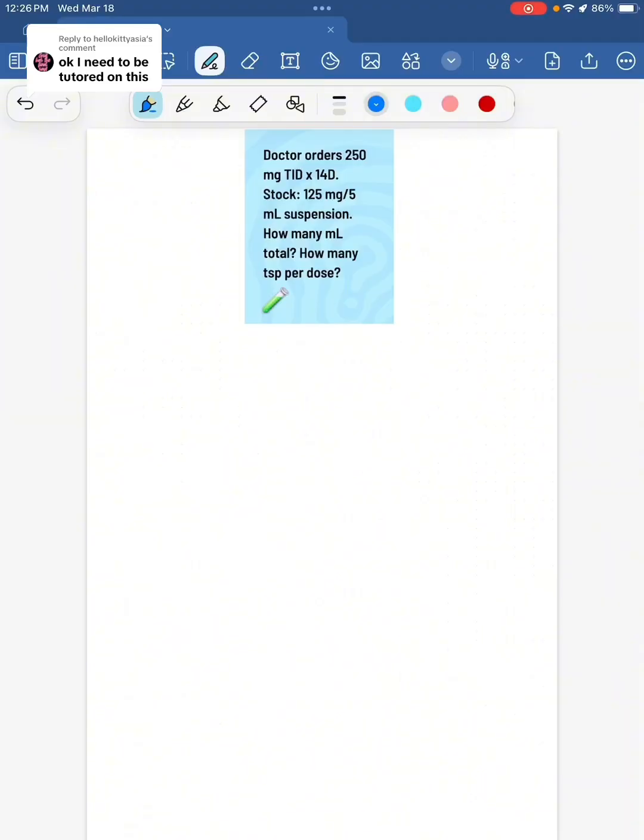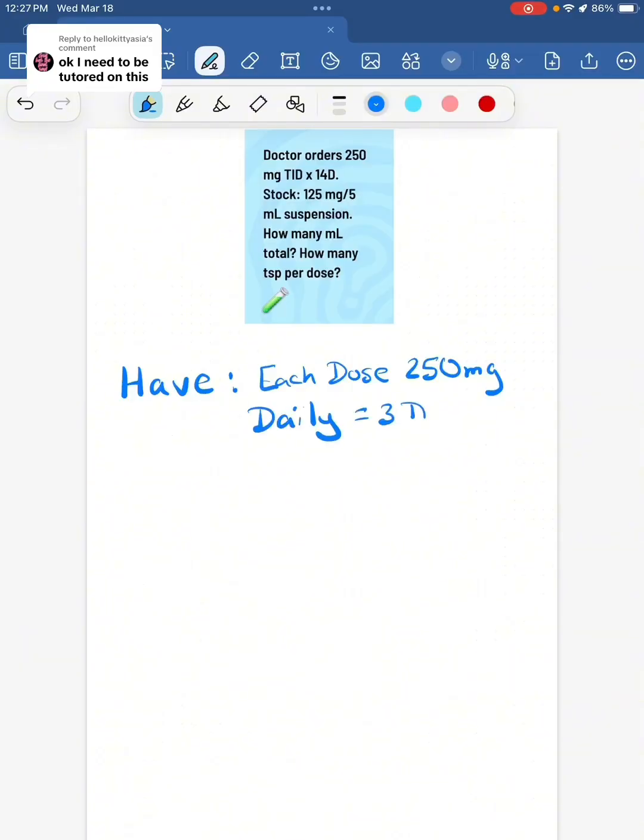All right, so a couple things we need to keep in mind that are not in the problem. I'm just going to put it all under "have knowledge." We have that each dose is 250 milligrams, and we need 3 doses daily. The stock we have comes in a 125 milligram per 5 ml dosing. That's the dosing we have in stock.